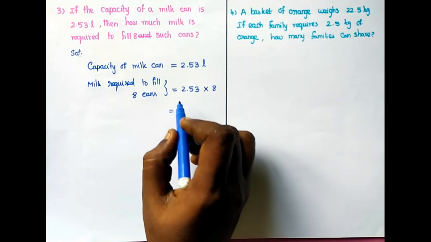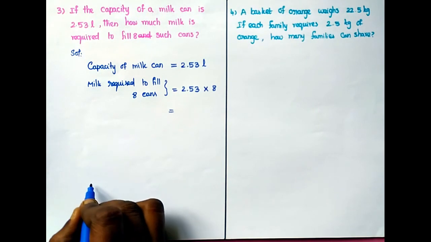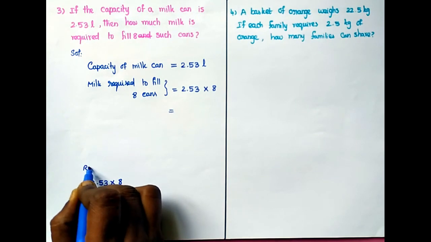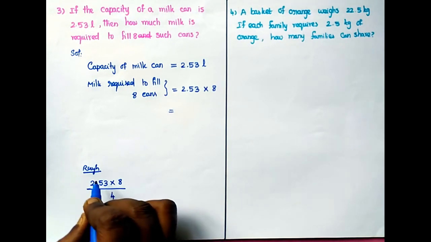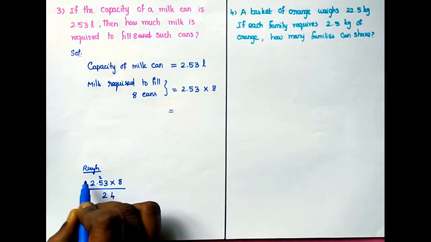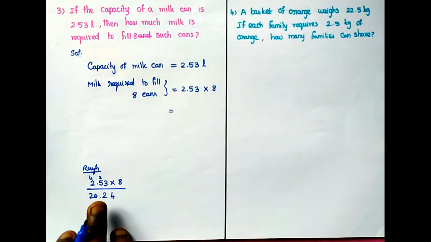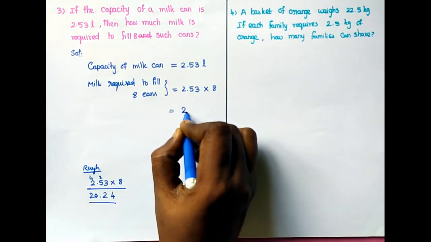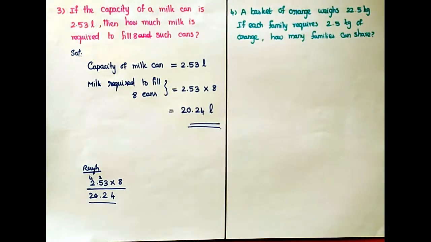How will you multiply this one? 2.53 into 8. 8 3s are 24, carry over 2, 5 8s are 40, 42, carry over 4, 2 8s are 16, plus 4 is 20. Before 2 digits we have to keep the point, means we get 20.24 liters. That is the answer.